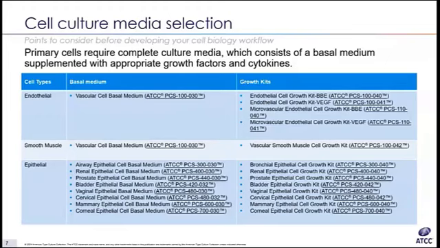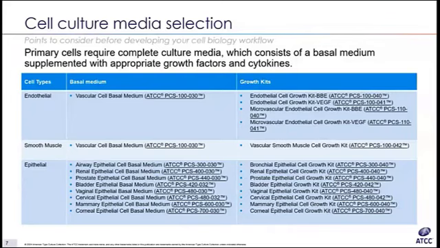Smooth muscle cells originate from involuntary non-striated muscles, such as vascular smooth muscle, lung smooth muscle, and bladder smooth muscle. The basal media and corresponding growth kit are designed to create a complete cell culture environment for these cells.